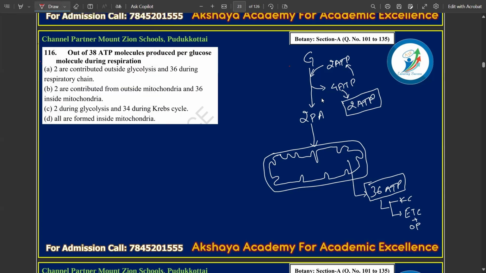The first statement says that 2 are contributed outside the glycolysis. So it's not outside the glycolysis, it's from the glycolysis. So it's false. 2 are contributed from outside mitochondria and 36 inside mitochondria. They didn't say from which, but say outside mitochondria, we will take it. 2 during glycolysis and 34 during Krebs cycle: 2 during glycolysis is correct, but 34 during Krebs cycle is not correct because it generates 36 ATP. So the more appropriate answer will be B, where you get 2 ATP from the glycolysis and 36 ATP inside the mitochondria. That will be 38 ATP. So your option will be option B.